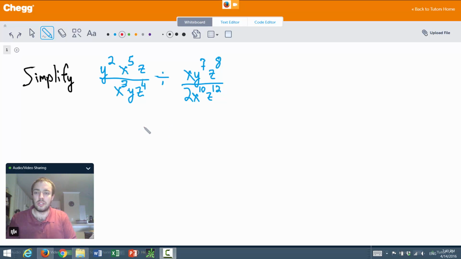And in this video we're going to simplify this expression that has exponents in it. So here we have y squared times x to the fifth times z, all divided by x cubed times y times z to the fourth, and then we're dividing that entire thing by xy to the seventh z to the eighth, all divided by 2x to the 10th z to the 12th. Okay, so there's a lot going on here.